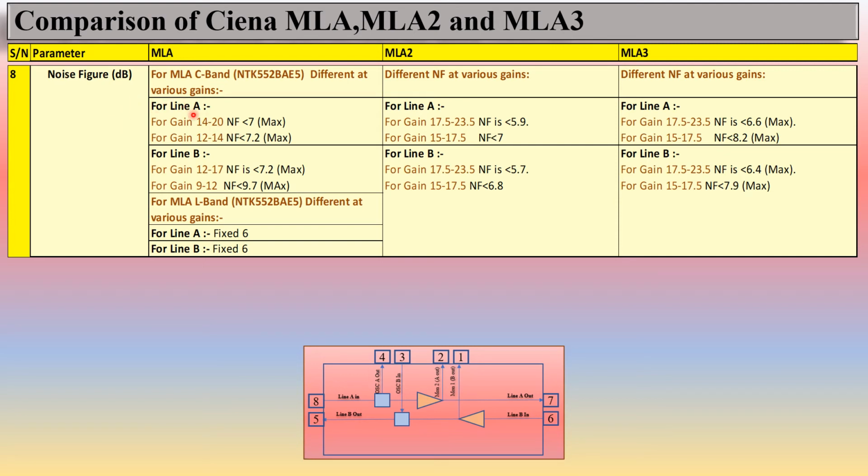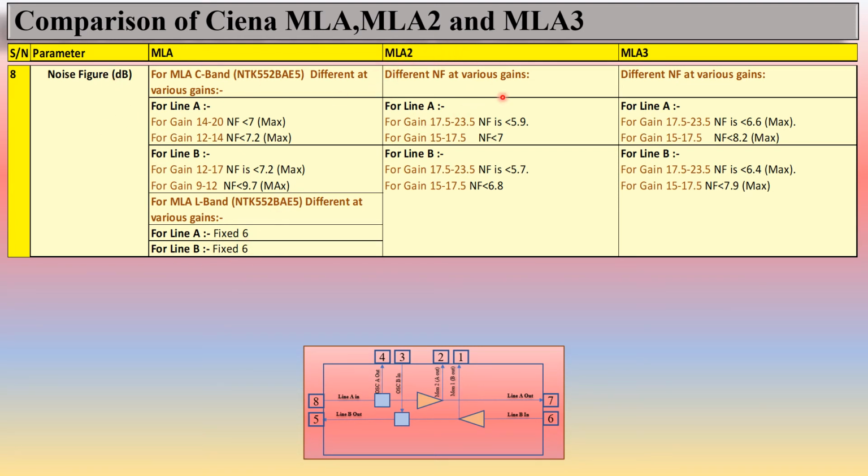For line A, for gain range 14 to 20 the noise figure is less than 7 max, and for gain 12 to 14 the noise figure is less than 7.2 max. In the same case for line B, for gain 12 to 17 the noise figure is less than 7.2, and for gain 9 to 12 the noise figure is less than 9.7. For MLA L band, for line A it is fixed at 6, and for line B it is fixed at 6, because for MLA L band the gain is fixed, so the noise figure is also fixed. This noise figure is in the unit of dB.